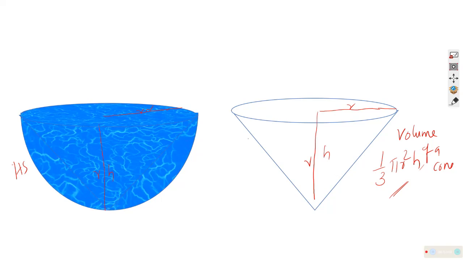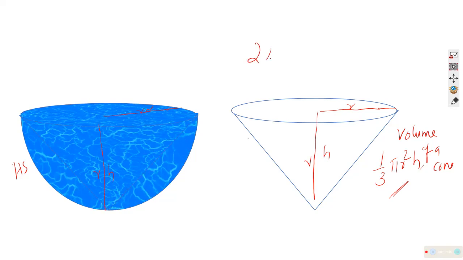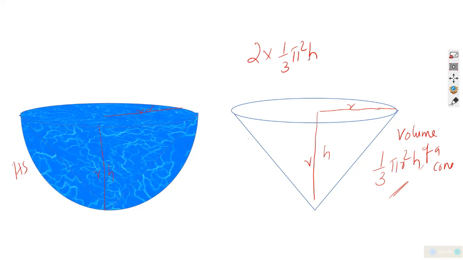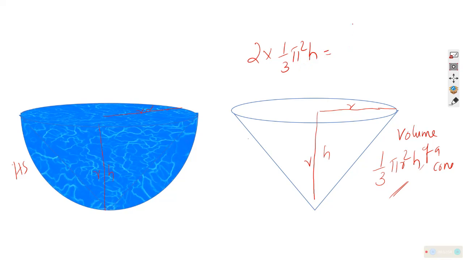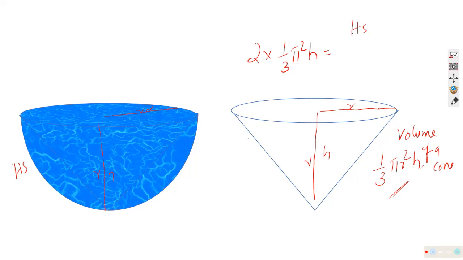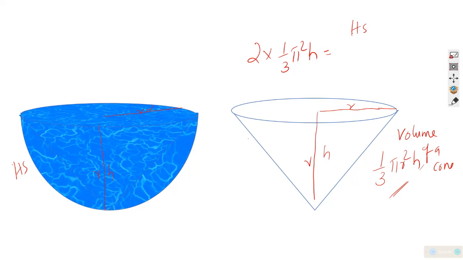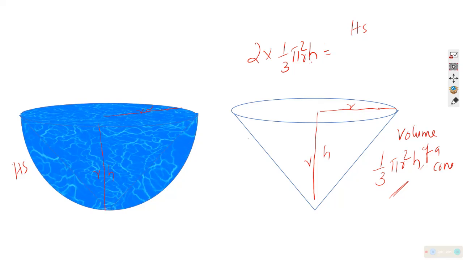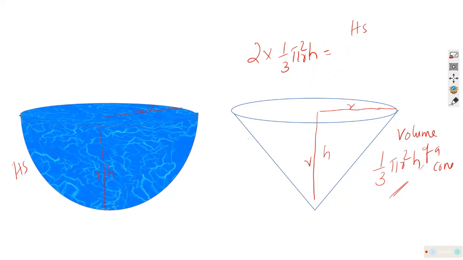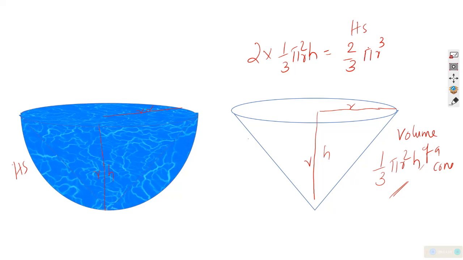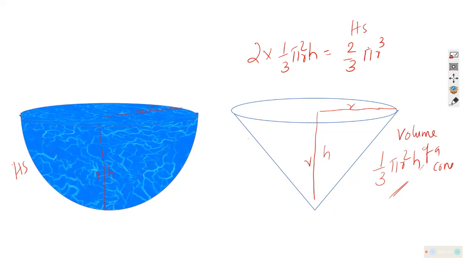From this I have to conclude that if I take 2 times of 1/3 pi r square h, which is the volume of one cone, I am getting the volume of hemisphere. This is what I am getting. Now here the interesting thing is, r and h are same. I told you at the beginning. So this can be written as 2/3 pi r cube. This is the volume of hemisphere.